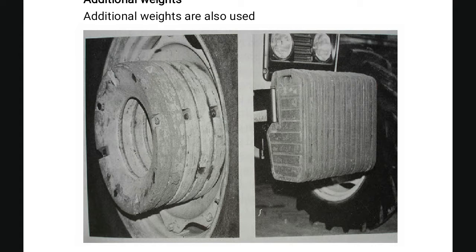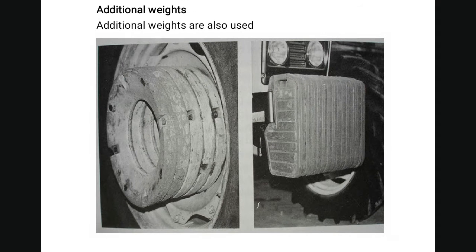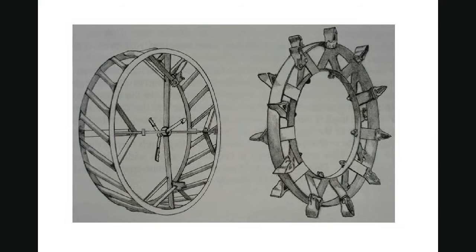So when the tractor is under loading condition, the front wheel does not leave the ground, and it gets stability. These are the cage wheels used when the tractor is working under muddy conditions. These types of steel wheels or cage wheels are used generally in paddy cultivation.